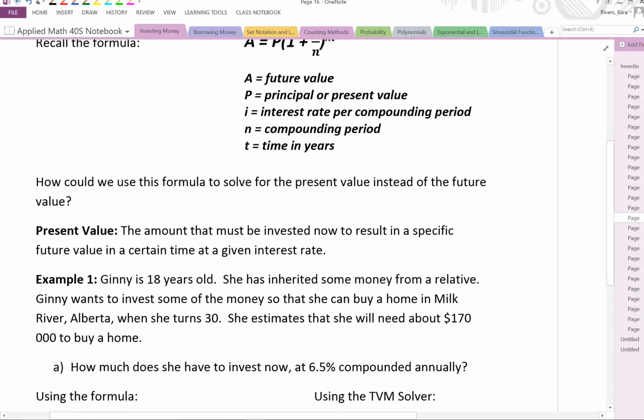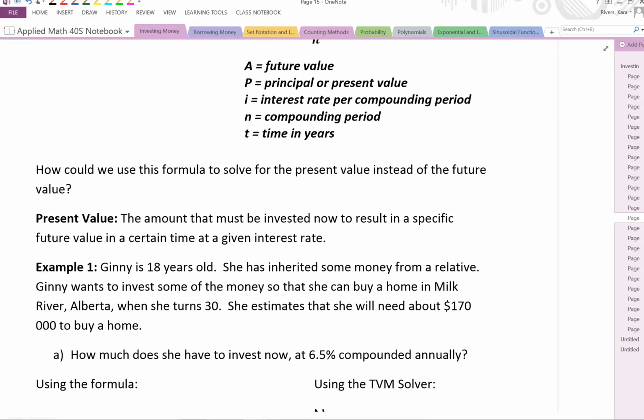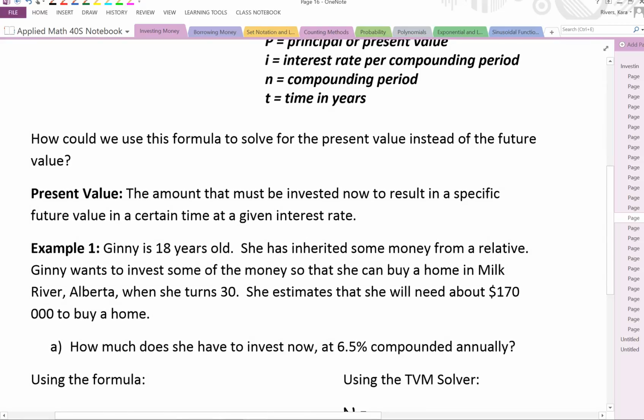So present value, that's the amount that must be invested. We often talk about that in terms of our principal. And we want to result in a future value in a certain amount of time given an interest rate. So the first example here says Ginny is 18 years old. She's inherited some money from a relative. She wants to invest some of the money so that she can buy a home in Milk River, Alberta when she turns 30. She estimates that she'll need about $170, not 170, it continues here. So that would be $170,000 to buy a home.